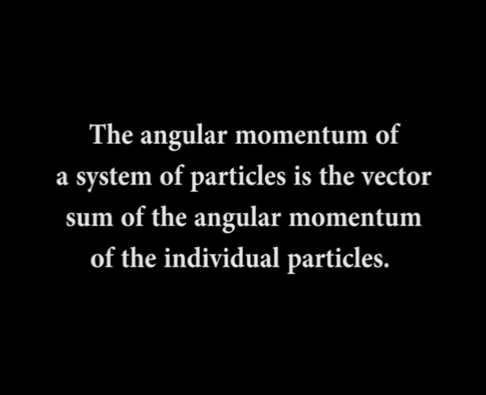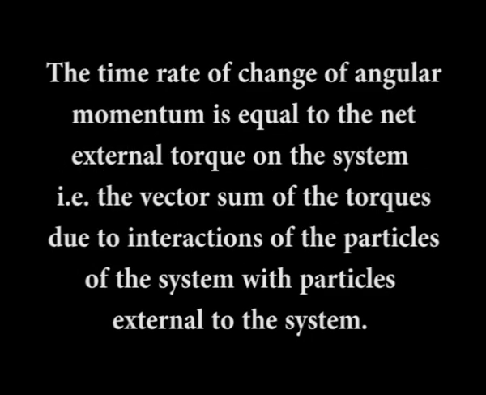So friends, here we come to the end of our discussion in this lecture, and therefore we sum up. In this lecture, we learnt that the angular momentum of a system of particles is the vector sum of the angular momentum of the individual particles. The time rate of change of angular momentum is equal to the net external torque on the system, that is, the vector sum of the torques due to interactions of the particles of the system with particles external to the system.